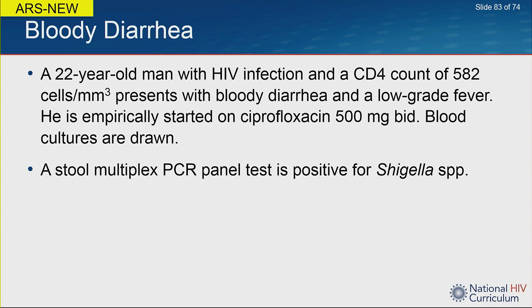Quick show of hands, how many people now in their clinic or their hospital have access to these stool multiplexes? If you've not seen these before, it's pretty amazing. You order one test and you get about 50 pathogens, including Cryptosporidia, Isospora, all the bacterial ones. It's kind of amazing. The turnaround time in our hospital is less than a couple hours as well. So it's positive for Shigella.